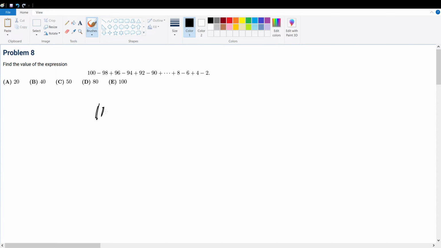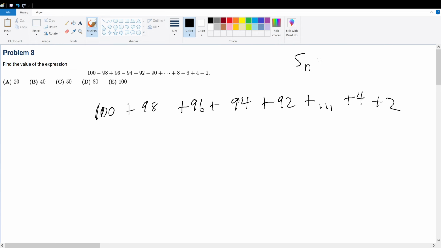We know how to solve 100 plus 98 plus 96 plus all the way down, I'll give some more numbers, plus 94 plus 92 plus all the way down to plus 4 plus 2, because this is the sum of an arithmetic series. An arithmetic series is equal to the first term plus the last term times the number of terms divided by 2. And we can obviously solve for this very easily. But this is not the form that we want.